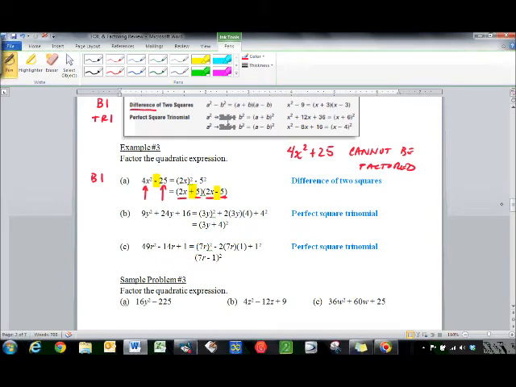So you can see here that we break each individual perfect square apart, and then we break the sign apart into a positive and a negative. So that is difference of squares.